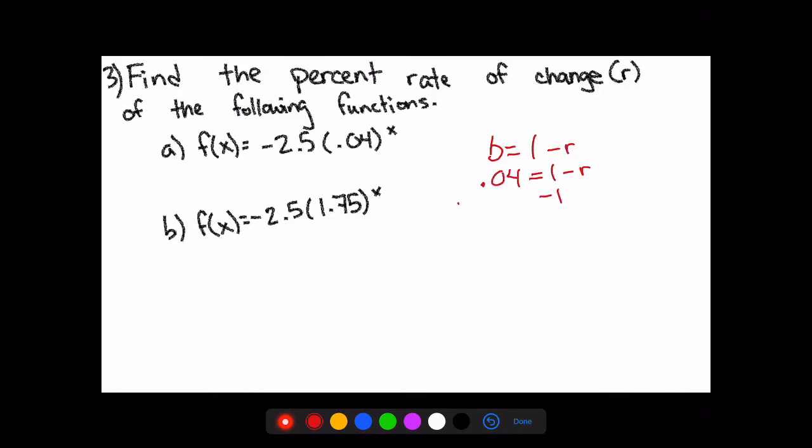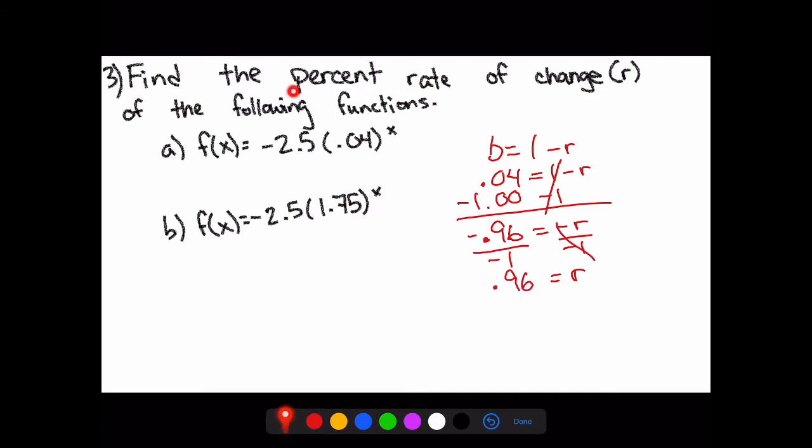I subtract 1 from both sides. Now this will have the 1's cancel out on the right side of our equation. On the left side, we're left with negative 0.96 equals negative r. Now, r is not by itself quite yet. It has this negative attached to it. So to get rid of a negative, I divide both sides by negative 1, or multiply both sides by negative 1, your call. The negatives cancel each other out, and we're just left with r is equal to 0.96.